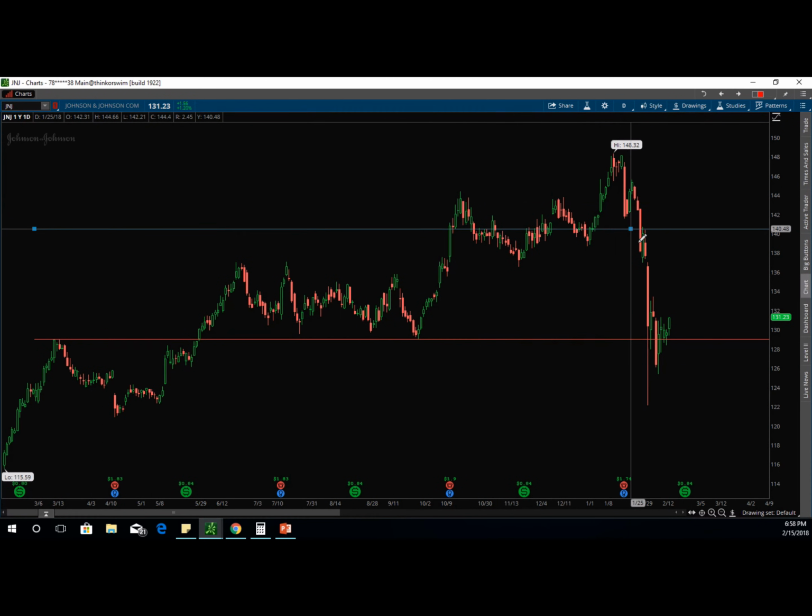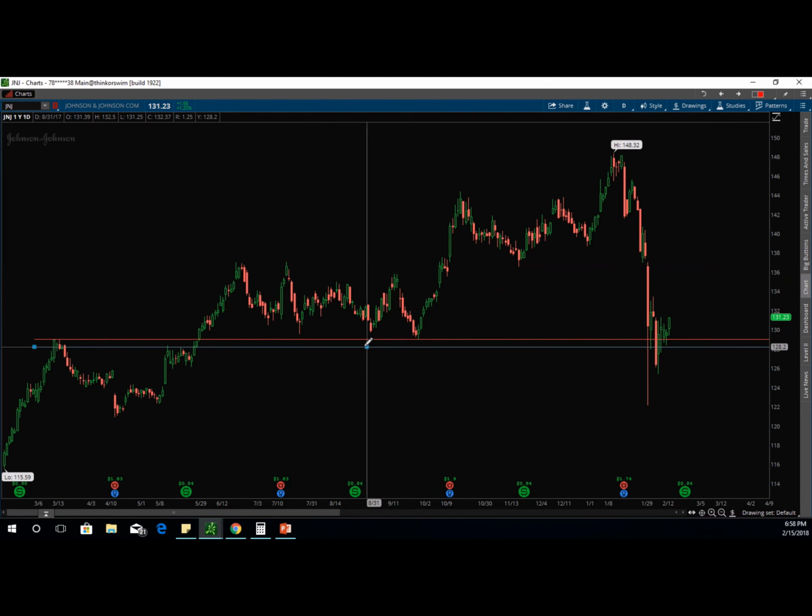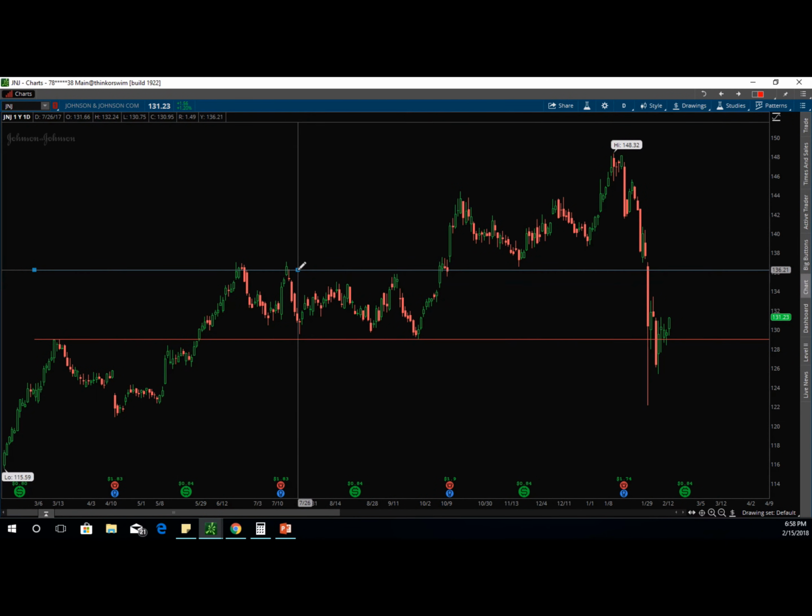When I look at the current activity for Johnson & Johnson, I know that this level here, which is 129, is a significant level of support, because all three times that it hit that level, it bounced off of it.